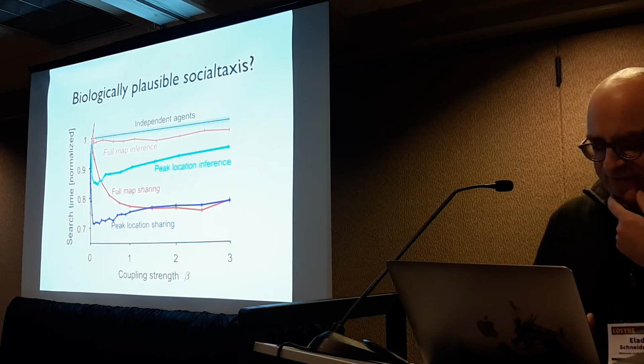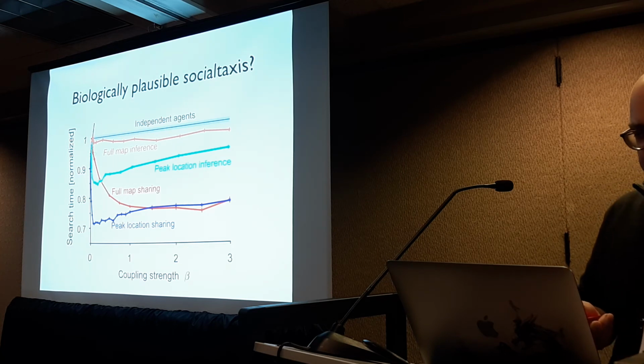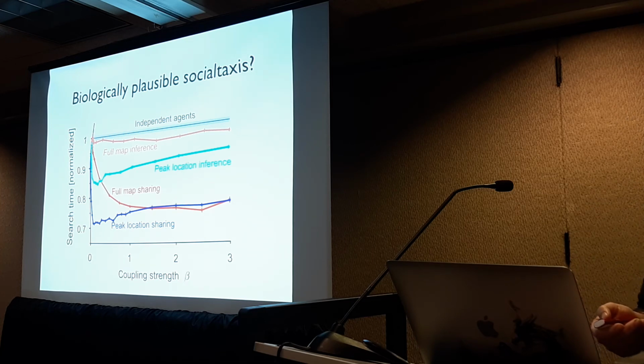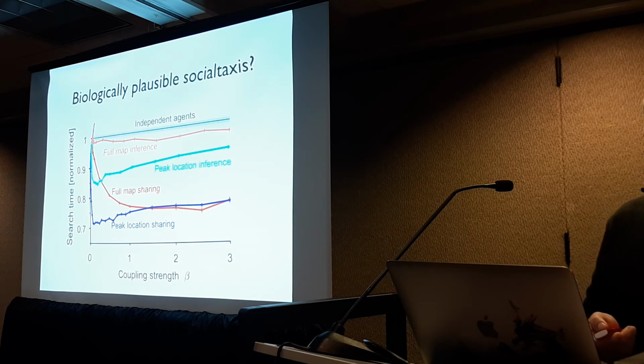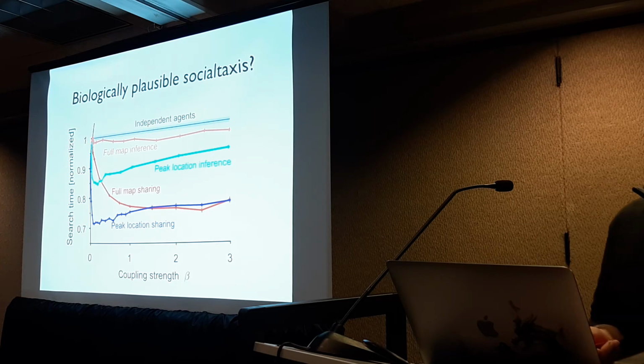So here is the summary of these for different coupling strengths. Again, the independent agents are here in gray. And the red curve is what we just saw, the fact that they share all their knowledge about their internal model of the world. And then we tried three different versions of trying to become more biological. The first one was, what if instead of sharing the full map, they just shared the local peak of their map? So the maximum, the most likely value of where they think the food might be at this point. And this is what we get from the blue curve over here.